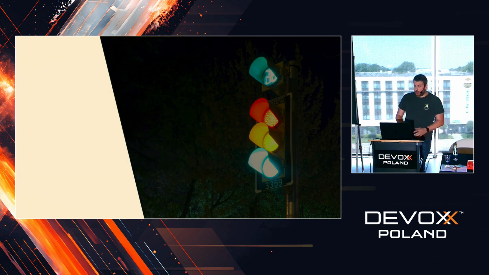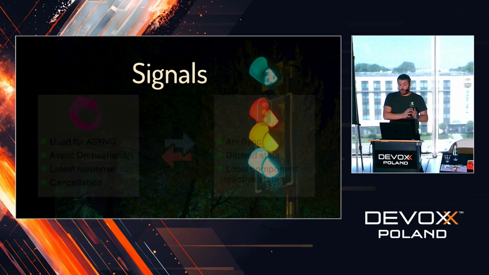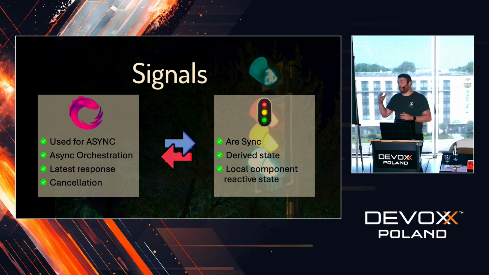I just touched on RxJS, so I'm just going to put this warning here. Signals won't replace RxJS. That's two different things. RxJS is there to do asynchronous stuff, so orchestration of asynchronous tasks, get the latest response, cancel requests or something like that. Whereas signals are synchronous, they are great to get derived state, to have local reactive state. So there are really two different things. But of course, they can work with each other because otherwise it would be really painful.